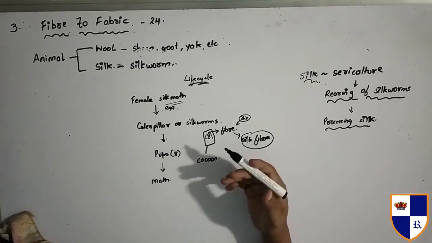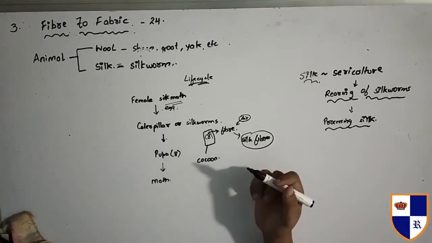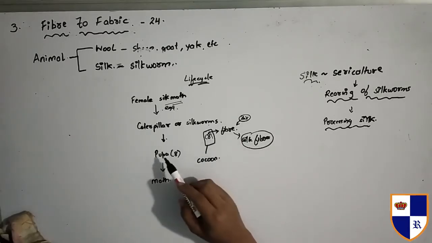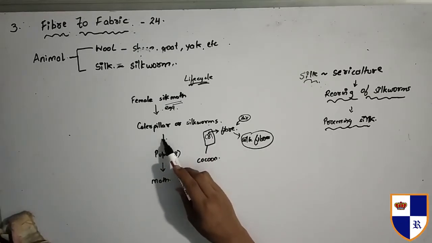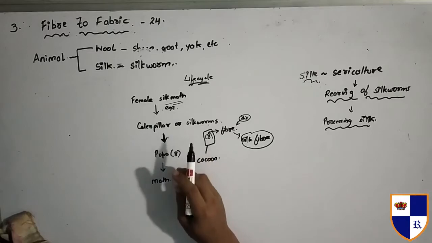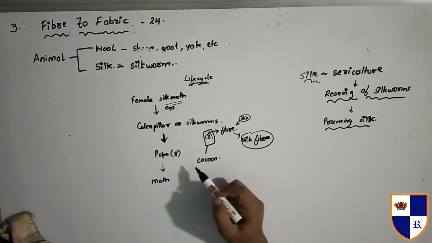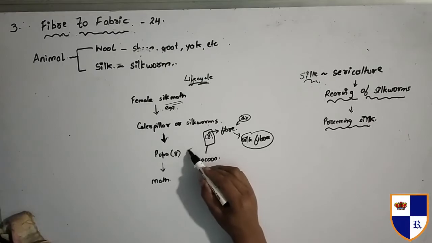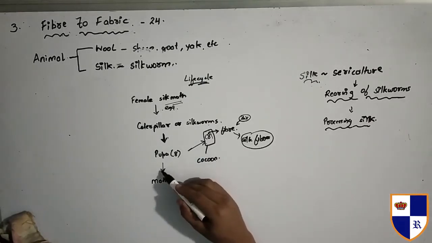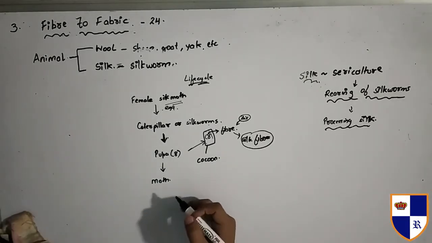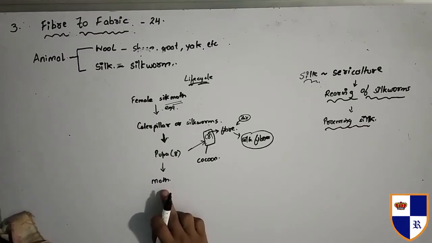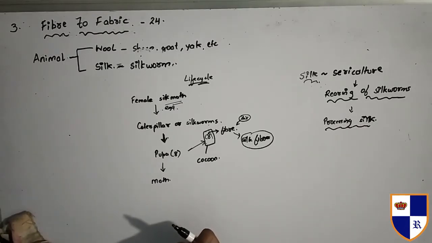When the silkworm is inside its covering, it is known as the pupa. So after the silkworm, it will reach a stage called pupa. From the pupa, development takes place under the covering of the cocoon into a moth. So we obtain silk fiber from the silk moth.